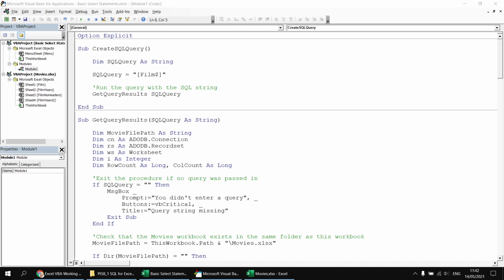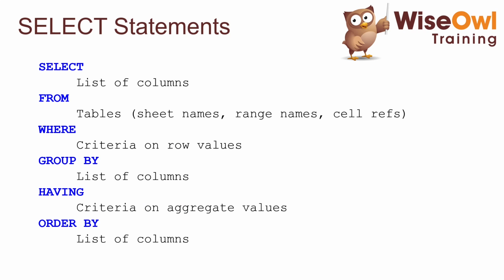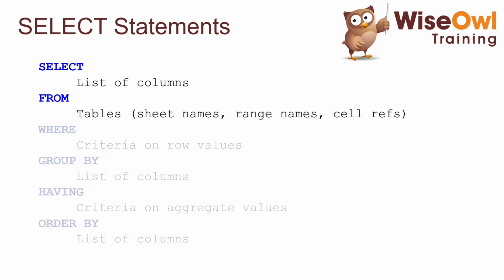Just to give you a brief look at the basic outline of a select statement, there are 6 main keywords that we'll build up to throughout the course of this particular playlist. We're just going to focus first of all on the select and the from clauses. So we'll ignore the where, group by, having and order by. We'll bring those back in later videos.